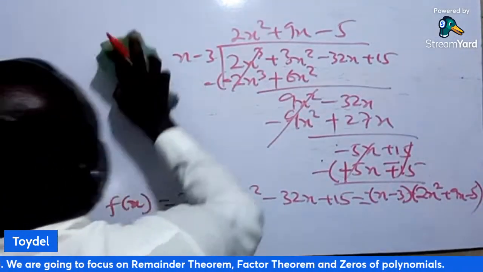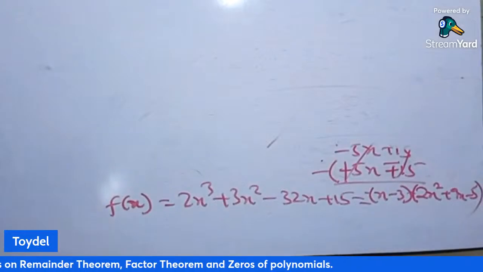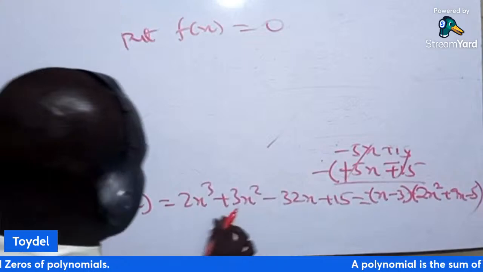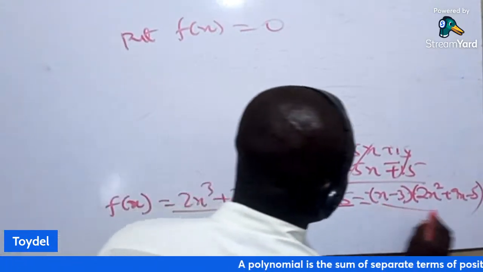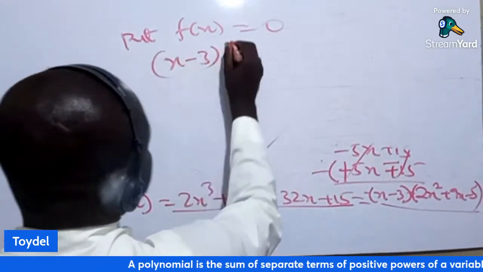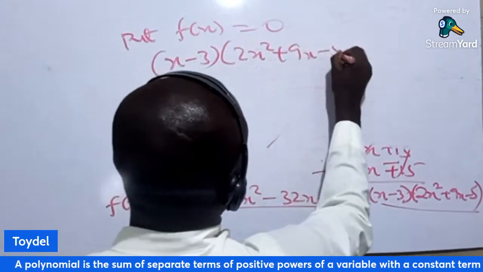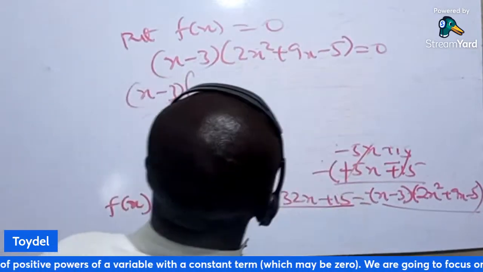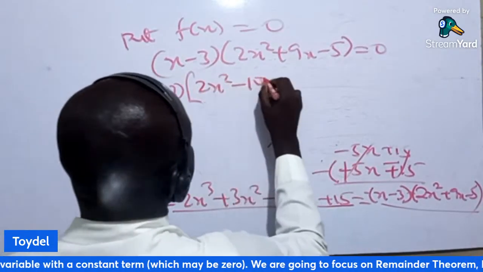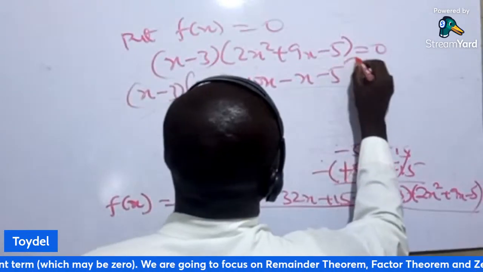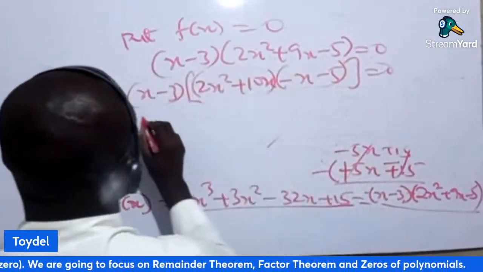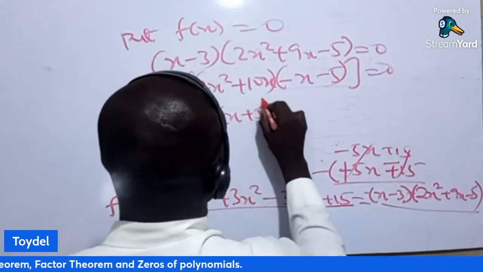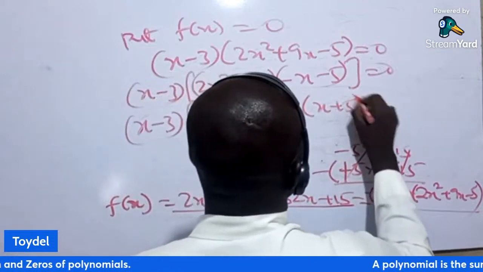So how do I find the zeros of this? To get the zeros, I will put f of x equal to 0. So in this case now, my polynomial has been broken down to this. I'll just say x minus 3 into bracket 2x squared plus 9x minus 5 equal to 0. I can factorize this as 2x squared minus 1x plus 10x minus 5. So I can do the grouping. So here I will have x minus 3 into bracket x times 2 into bracket x plus 5, then minus 1 into bracket x plus 5 equals 0.